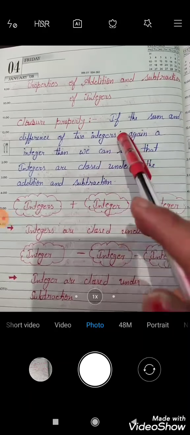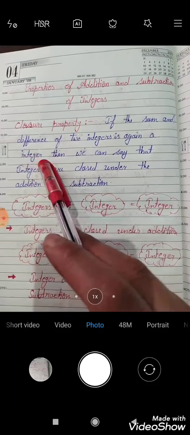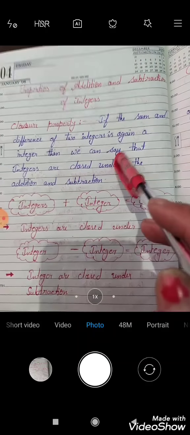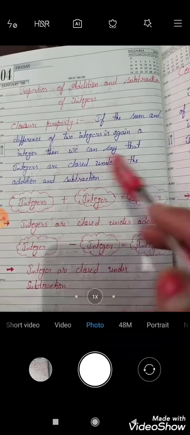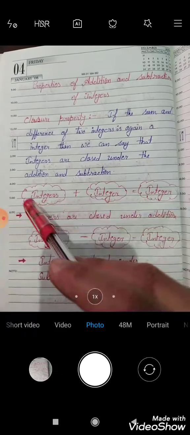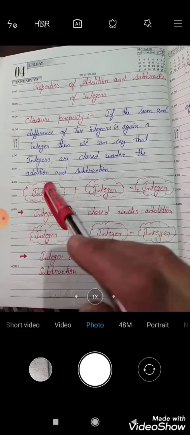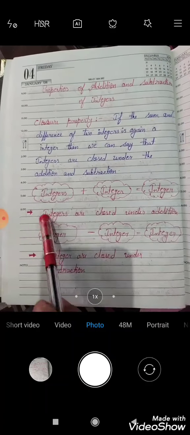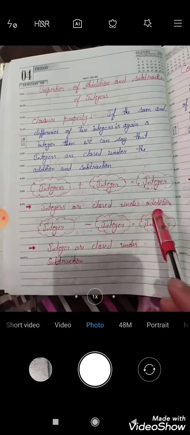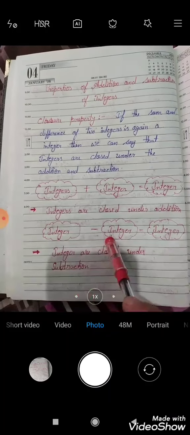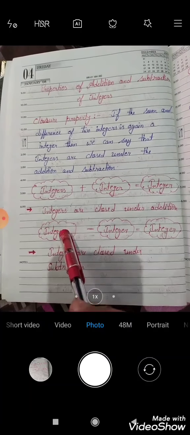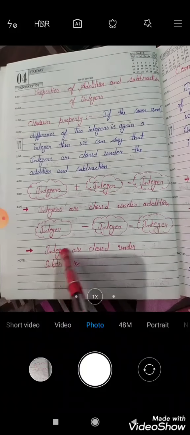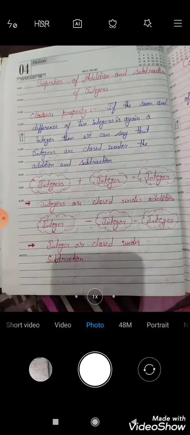What is the closure property? If the sum and difference of two integers is again an integer, then we can say that the integers are closed under addition and subtraction. If you have an integer and you add it to another integer and the result is also an integer, then you say the integers are closed under addition. This follows for the subtraction of integers. If you subtract any integer from another integer and the answer is also an integer, then you can say integers are closed under subtraction.